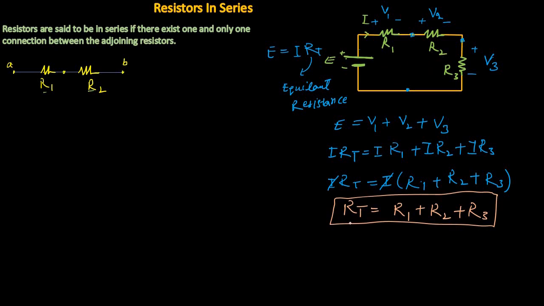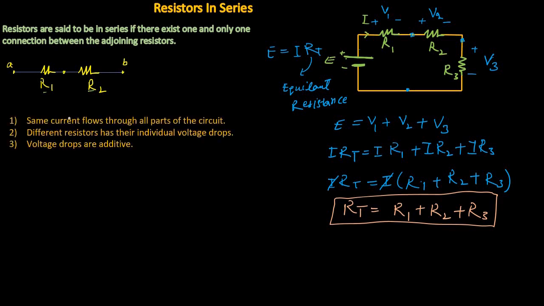So RT represents the equivalent resistance of this series network. And for any series combination, the equivalent resistance is equal to the sum of all the resistors connected in series. Now from this discussion of the series combination of resistors, we derive the following characteristics. The first one is, for the series combination of resistors, the same current flows through all parts of the circuit. We already discussed this, the same current is flowing through each point of the series network.